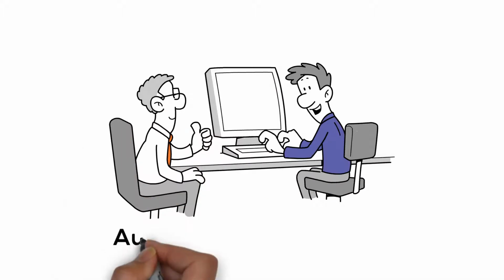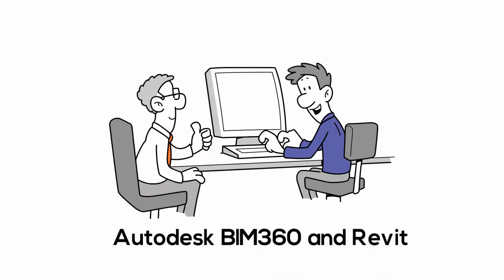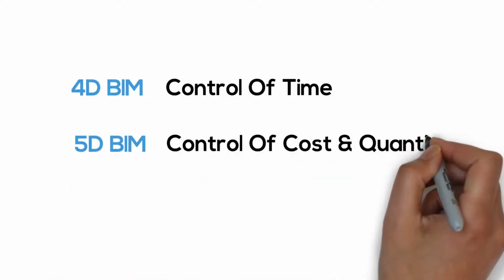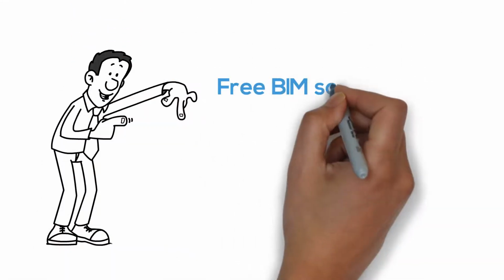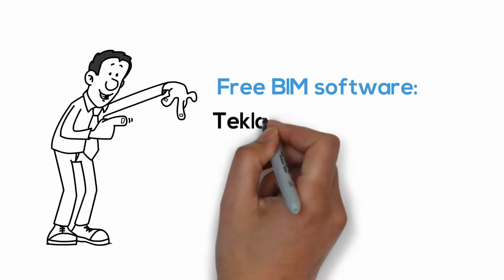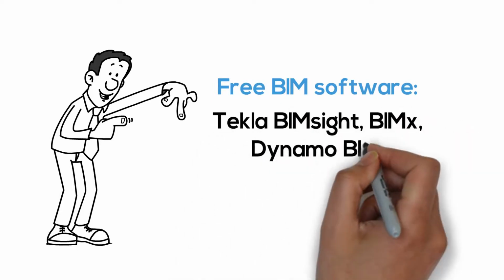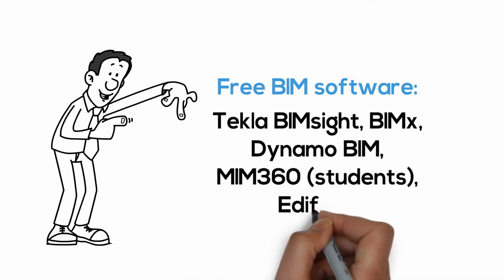Many software vendors such as Autodesk BIM 360 and Revit are great tools to create a BIM. 4D BIM adds control of time, 5D control of cost and quantities, 6D control for sustainability. As a tip, see below for free BIM software: Tekla BIMsight, BIMx, Dynamo BIM, BIM 360, Students, and Officius.